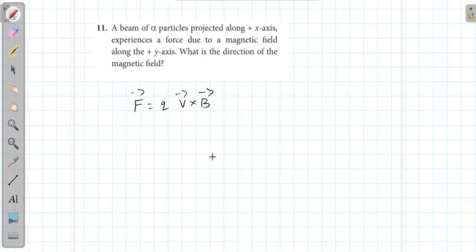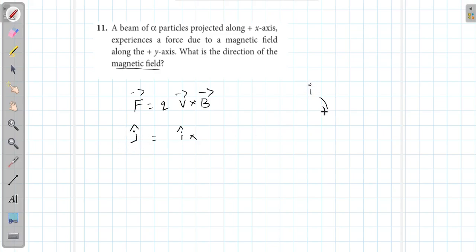Suppose they ask an MCQ question, we know the pattern. They are asking the direction of the magnetic field only, not the force, because they have already given the direction of the other two quantities. The particle is projected along the positive x-axis, therefore v is in the i direction. The force is along the positive y-axis, j cap. So what must be the direction of B so that it gives j?